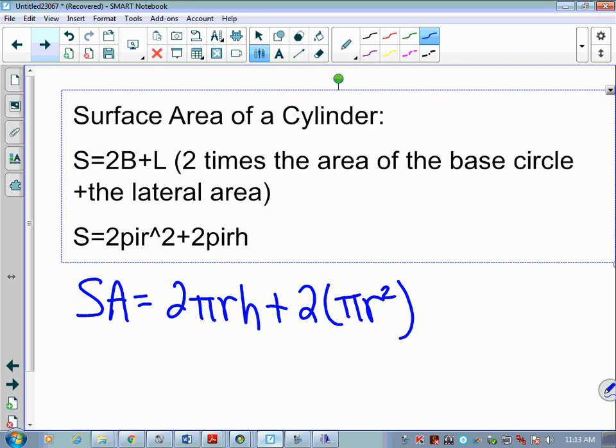So that is the complete, unabridged version of how to find the surface area of a cylinder. 2 pi r h, where r is radius and h is altitude, plus 2 times the area of the base, and pi r squared is the formula for the area of a circle.